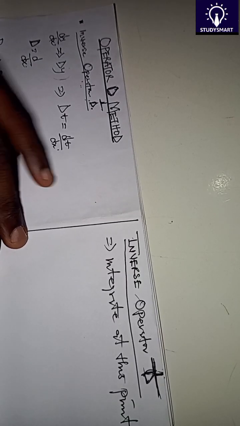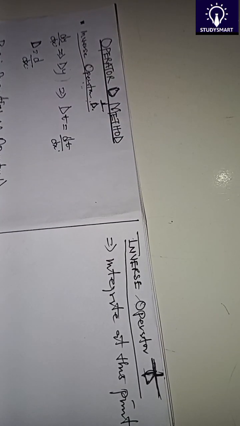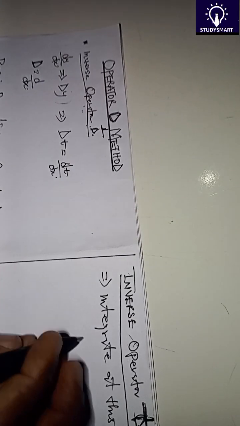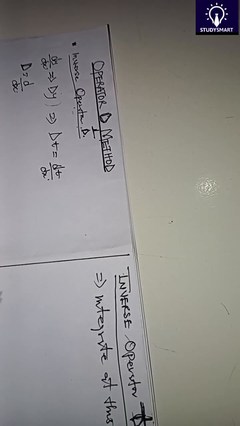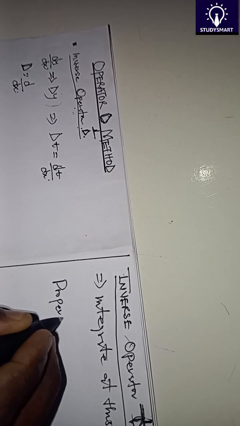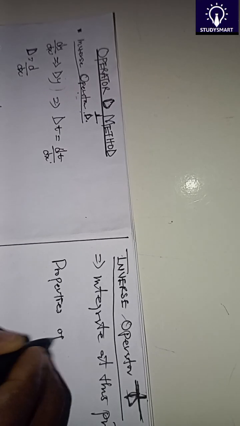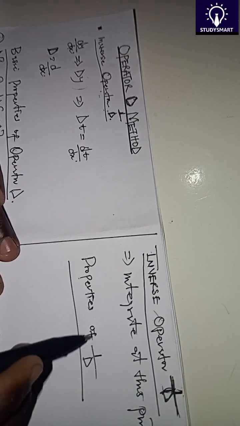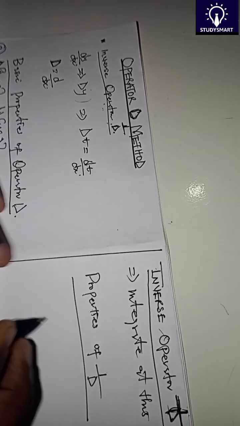Right. So I'm going to give you again another property. It's good you know the properties, because with the properties, it becomes as easy as possible for you to solve them. So some basic properties of inverse operator D. Right. So this is inverse operator D, 1 over D.